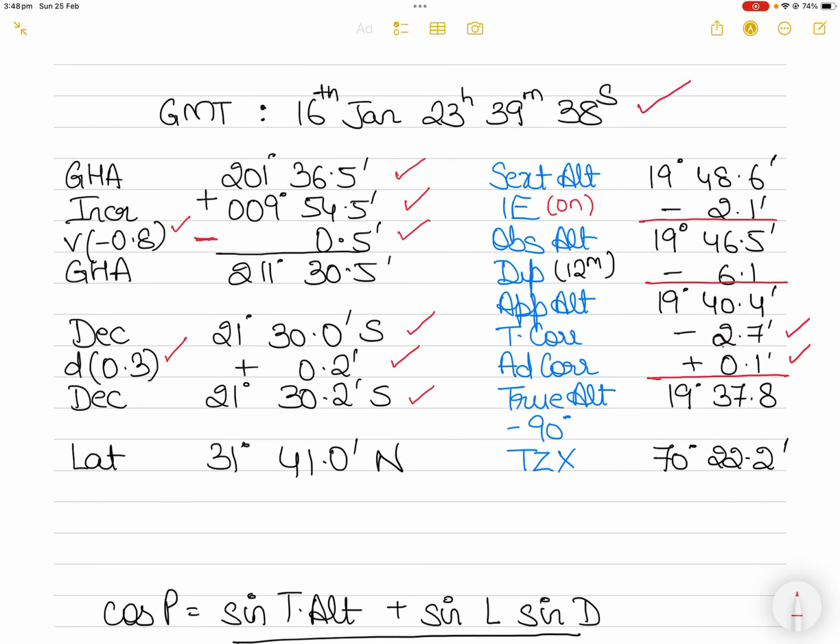All right, you get the true altitude, you subtract it from 90 degrees. So you subtract true altitude from 90 degrees and you get the true zenith distance. So of course it's not a negative number, zenith distance cannot be negative. So when I say subtract it from 90, so 90 is the bigger number, so you will subtract it from 90 and you get the true zenith distance.